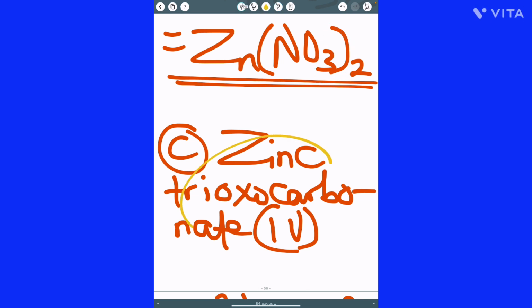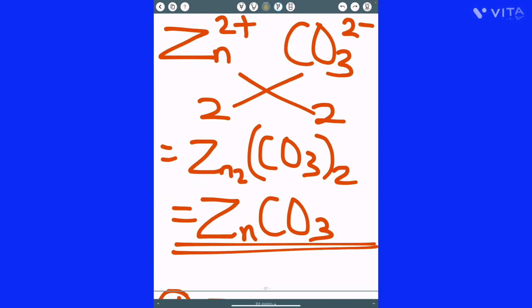Zinc trioxocarbonate(IV) is next. This compound is made up of the cation Zn2+ and the anion CO3 2-. The trioxocarbonate(IV) is charged 2-, so its valency is 2. Zinc is charged 2+, so its valency is 2. I'll swap valencies, get Zn2(CO3)2. In this compound, the 2 on each side is removed, and the bracket will go with it. So I'll get ZnCO3.